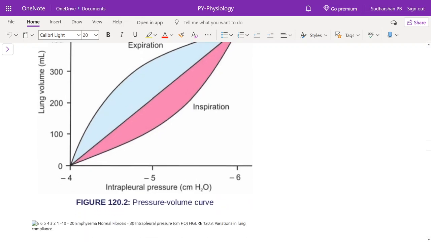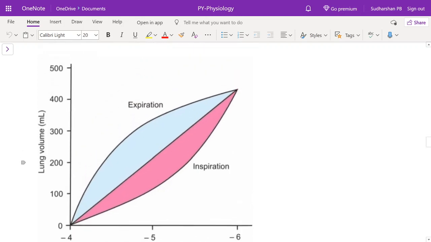This is all about respiration. So we have the pressure and volume. On the X-axis, pressure can be negative, not volume. Please remember. And this is the volume. This we can observe. This is expiration and inspiration. This curve is called the hysteresis loop. Please remember this word. Hysteresis loop.